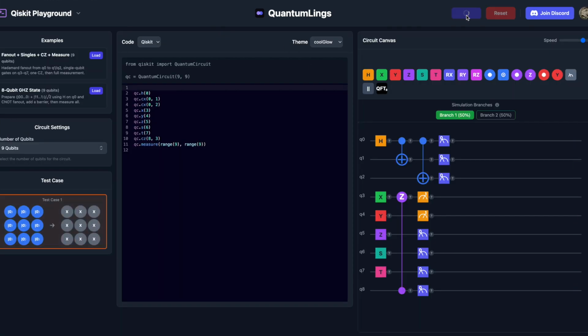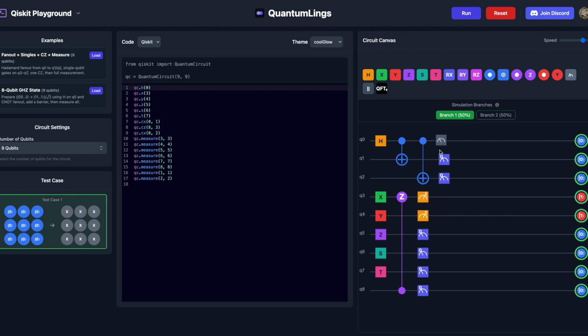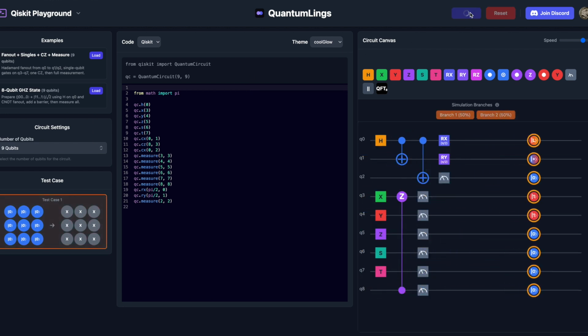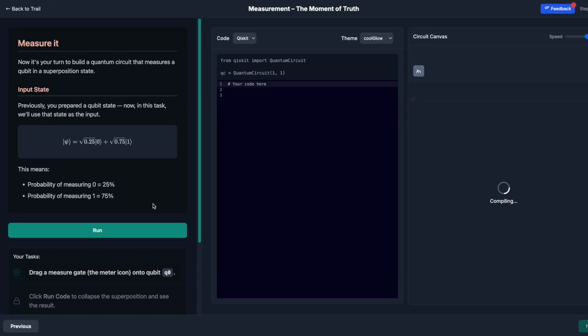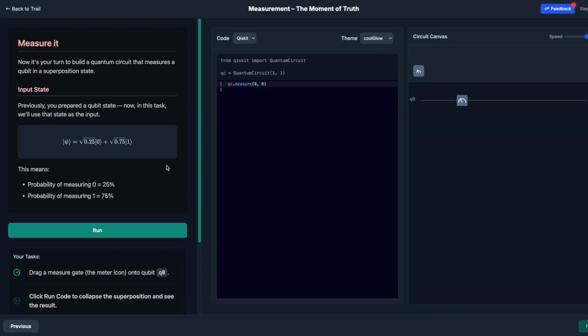This is the power of good visualization and interaction. Quantum computing is confusing when you just read theory. You have to interact with it to understand it. So we built Quantum Lings around this idea. It's not just a simulator. It's a platform with step-by-step guided learning designed to jumpstart your journey.